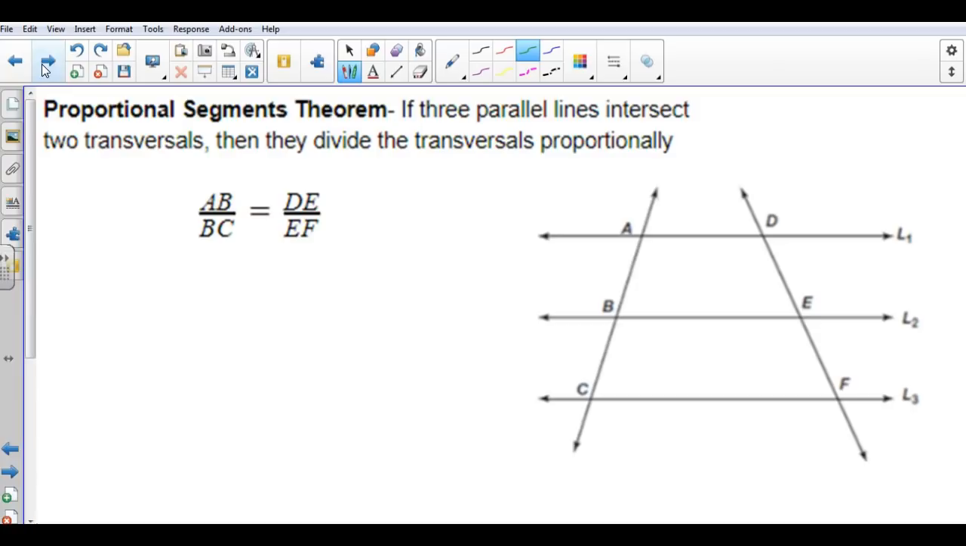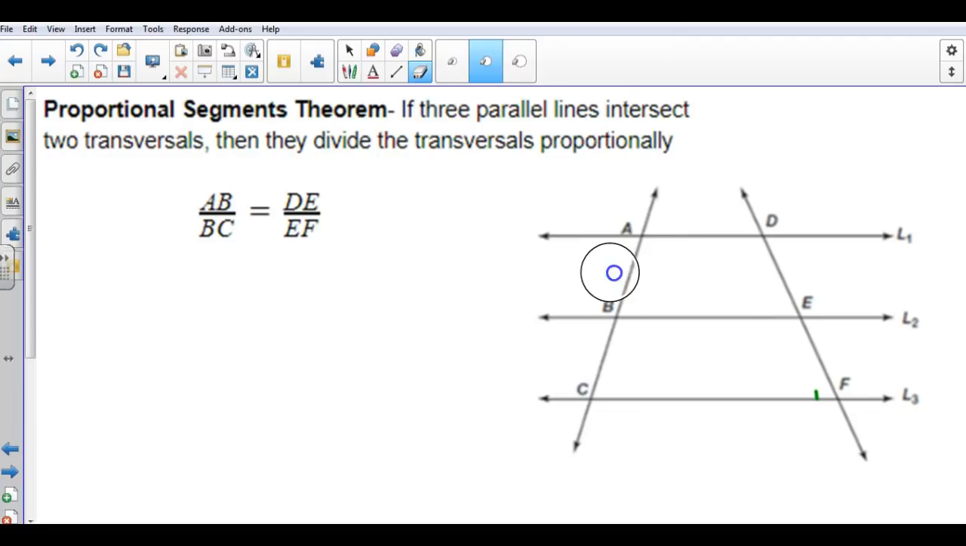So now we're going to go on to this last theorem called the proportional segments theorem, which says if three parallel lines, which are L1, L2, and L3, intersect two transversals, which are these two diagonal lines coming across, then they divide the transversals proportionately. So notice the proportion which says I could do AB over BC and set that equal to DE over EF.